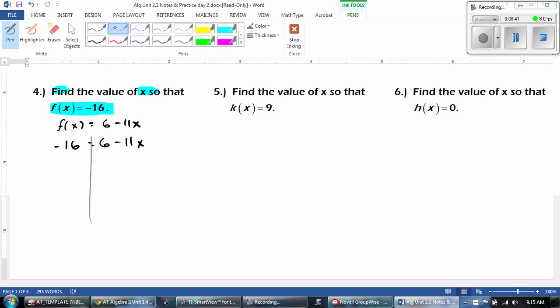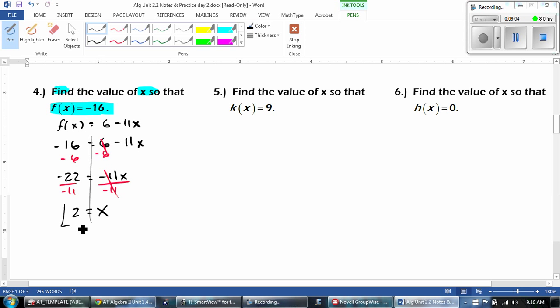So when I'm solving, I'm going to subtract 6 from both sides because I want the x by itself. And I get negative 22 equals negative 11x. Okay, I'm going to divide both sides by negative 11. And negative 22 divided by negative 11 equals 2. So I know that 2 equals x.